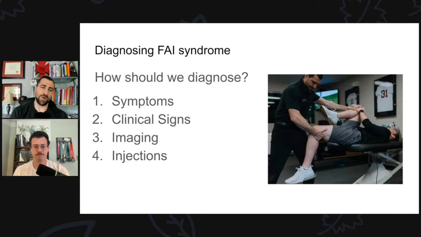Moving on to diagnosis of FAI syndrome. How should we diagnose this? So based on the Warwick Agreement, we should be looking for symptoms. So does an athlete have pain, right? We also want to look for some clinical signs, so reductions in range of motion or positive special tests. We want to look for some imaging changes. So again, just like we talked about before, CAM, Pincer, and also injection. So for these folks, they'll get an injection to the hip joint of corticosteroids, lidocaine usually. And if this improves symptoms, it rules in FAI.